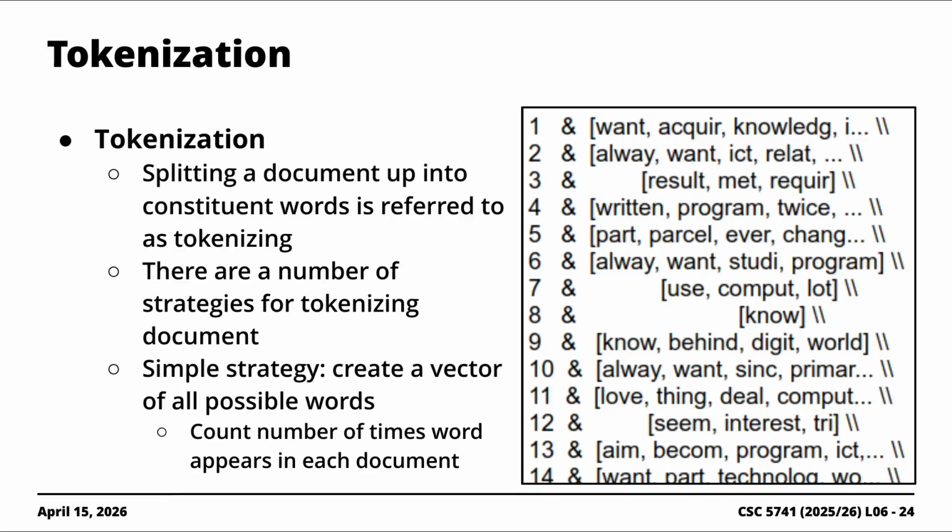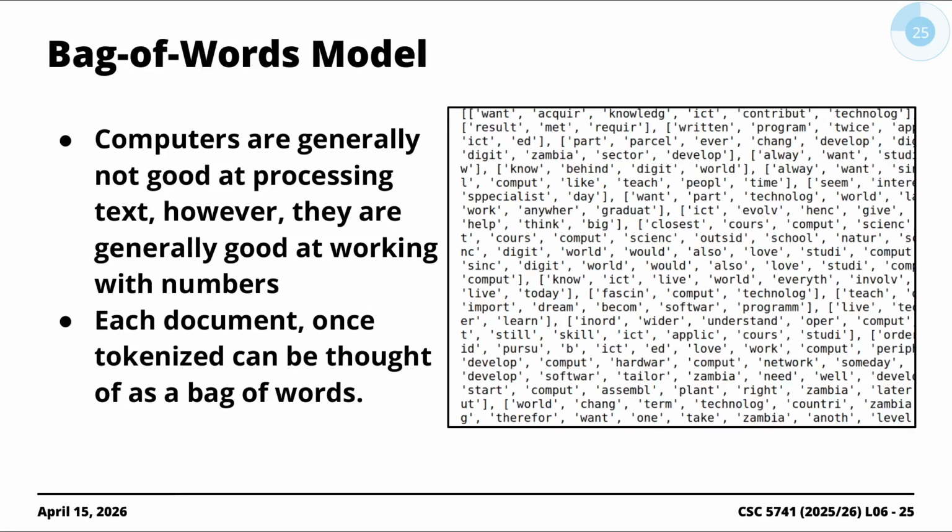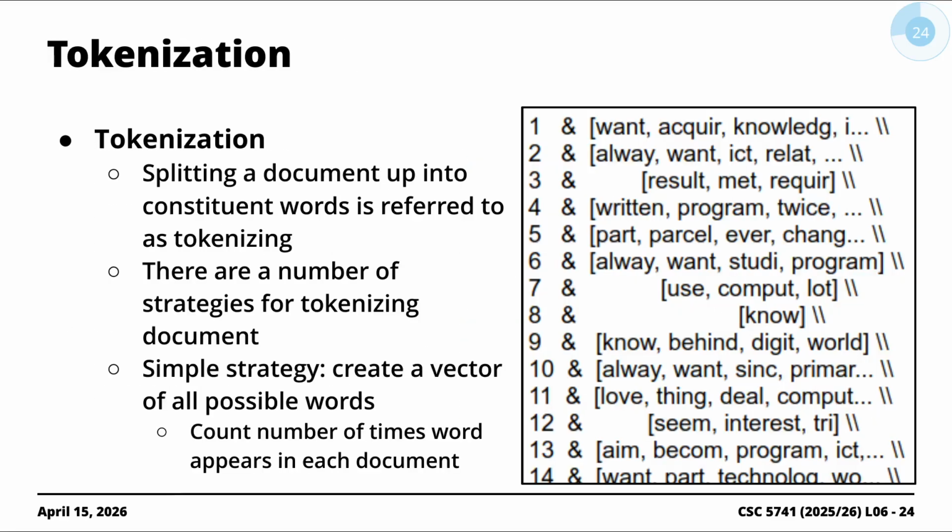So you tokenize. The process of tokenization is really the splitting up of the document into its constituent words, because a sentence also comprises words. This process of splitting up that document is called tokenization. There are a number of strategies you can use to tokenize these words. For instance, you can create a vector of all possible words and then count the number of times that a word appears in a document. So, tokenization is splitting up.